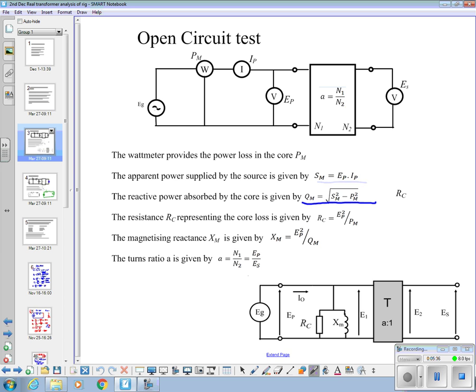We can then use the secondary terminal voltage and the measured power to find the value for RC, the primary terminal voltage and the calculated Q to find a value for the XM, the magnetizing reactance. And we can use the two voltages there, EP and ES, to find out what the turns ratio A is. So that's what we get from the open circuit test, and we then get our model down here for the open circuit conditions and the losses that we have in the core, and for the magnetizing loss that we have even if there's no load connected to the transformer.